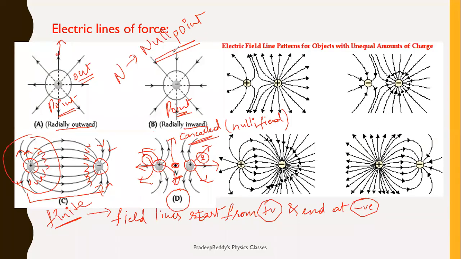If you are taking one positive and one negative charge, there will not be any null point, because field lines start from the positive and enter the negative. In this case, you cannot see a null point in between. Here the null point does not occur because one is positive and the other one is negative. As these are two positive charges, there is a null point, right?